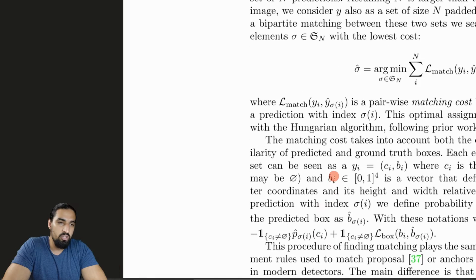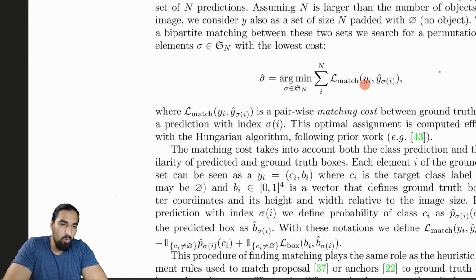And as you can see here, so let's focus on this. So y_i is just a tuple of the class information and the box information. And this sigma of i is just the current permutation, okay? So we want to minimize this match loss between those two.